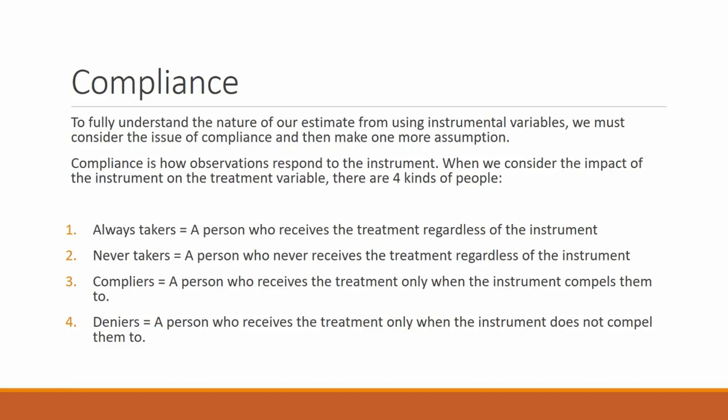The first category is called always takers. An always taker is a person who receives the treatment regardless of the instrument. I'll give an example in a minute. A never taker is a person who never receives the treatment regardless of the instrument. A complier is a person who receives the treatment only when the instrument compels them to.